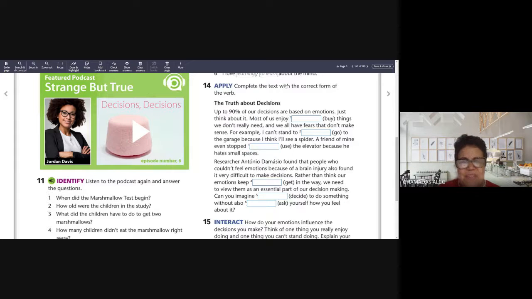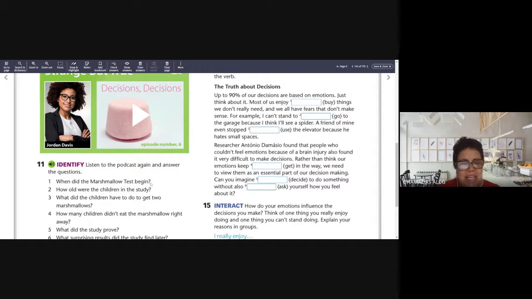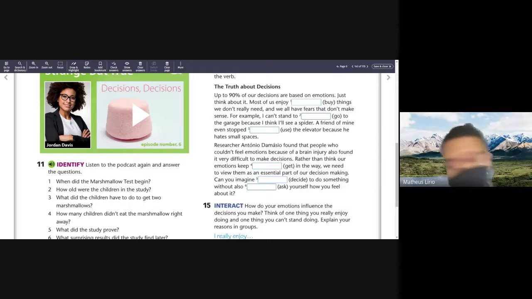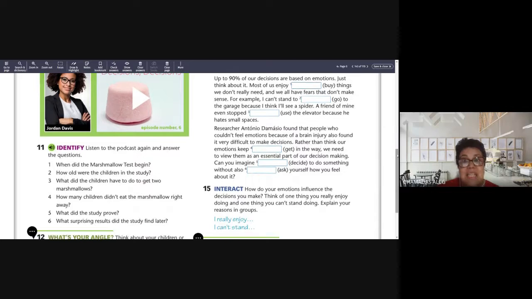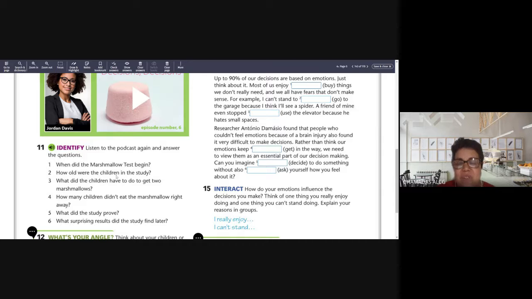All right, people. So that's super easy, guys. When did the marshmallow test begin? Back in the 1950s. 60s. Yes. How old were the children in the study? They were 4. They were very young. They were only 4 years old, actually.